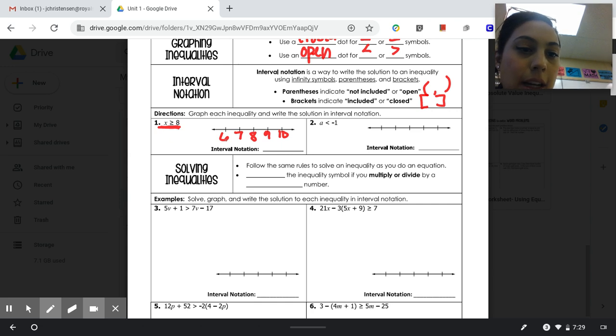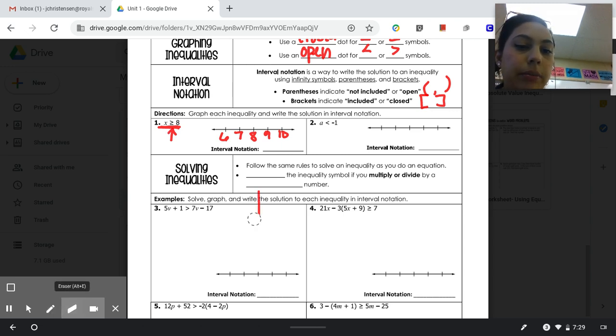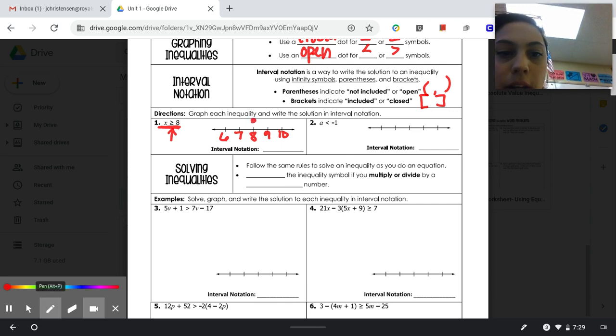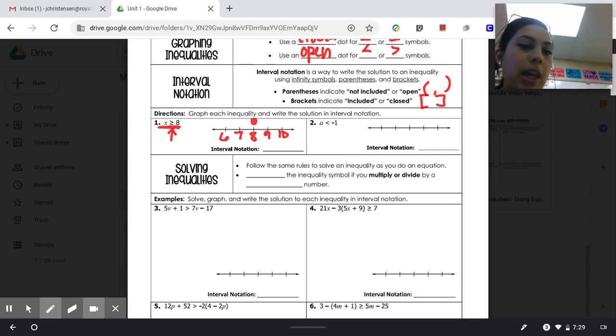Since x is greater than or equal to, we're going to be using a closed dot. So right above here, it's going to be a closed dot. And then x is going to be the values that are greater than, so our arrow here is going to go to the right. So that's that graph.